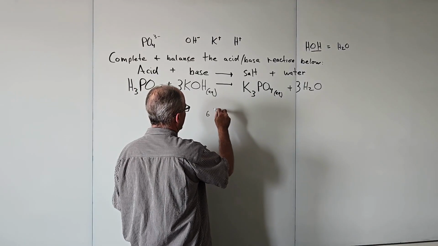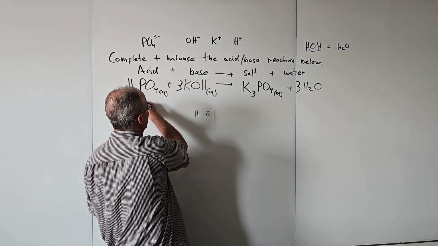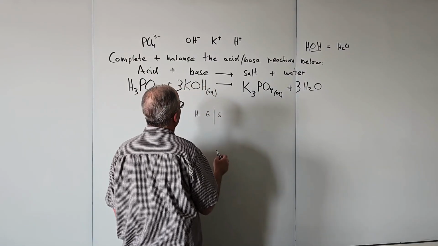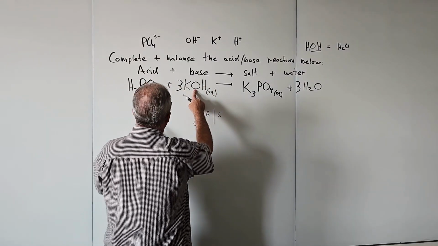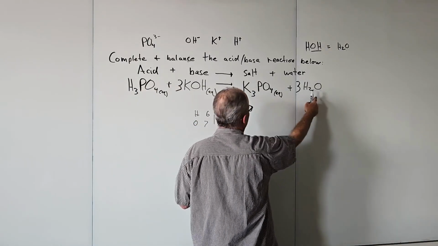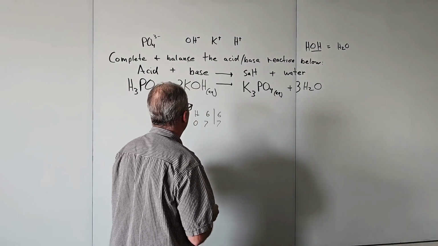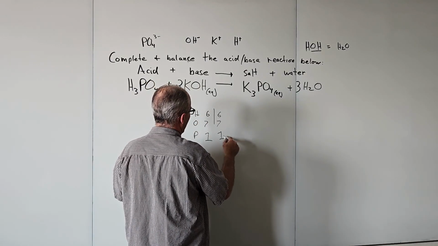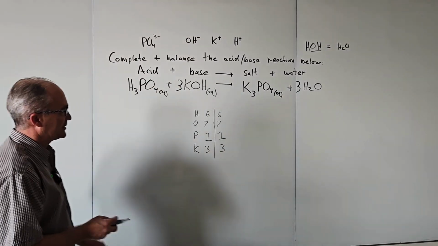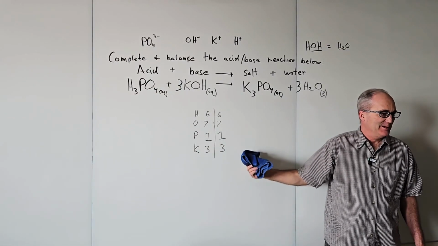I got 6 hydrogens on this side. This 3 and that 3 give me 6, and 3 times 2 over there gives me 6. What about oxygen? I got 3 and 4 is 7, and 4 and 3 is 7. 1 phosphorus, 1 phosphorus, 3 potassiums, 3 potassiums. Any questions on this example?